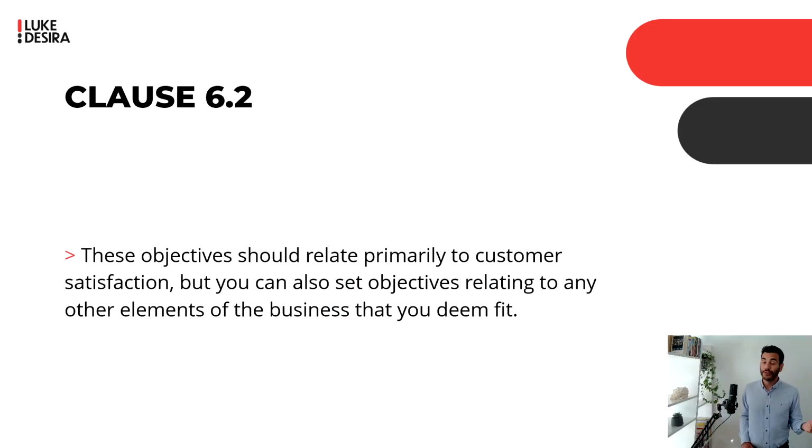So here we can have objectives relating to sales, relating to HR, relating to operations. However, the most important thing is that for a quality management system, we would have objectives relating to, for example, customer satisfaction or other metrics relating to quality.